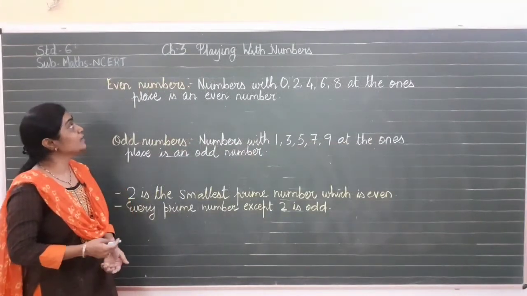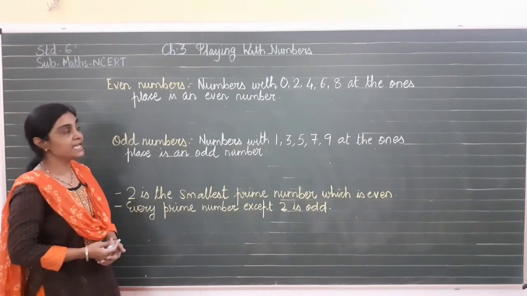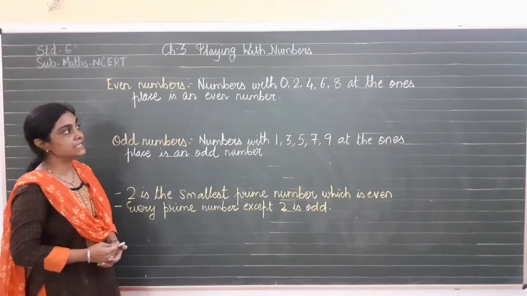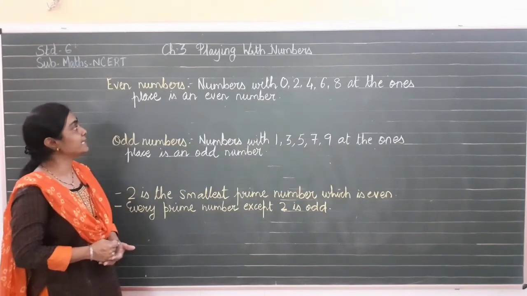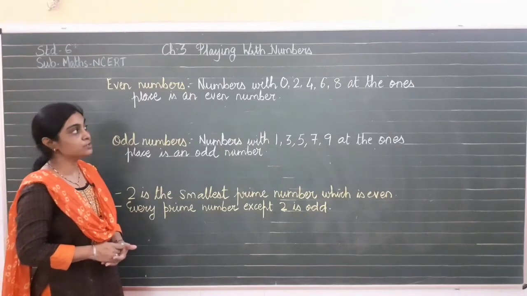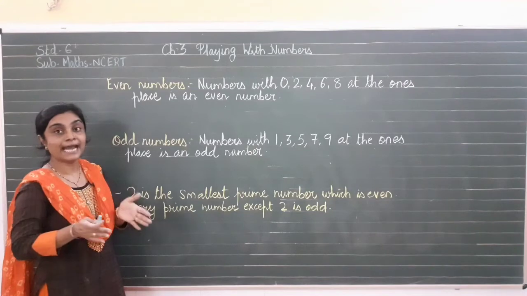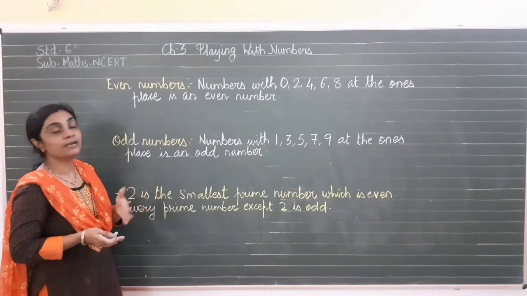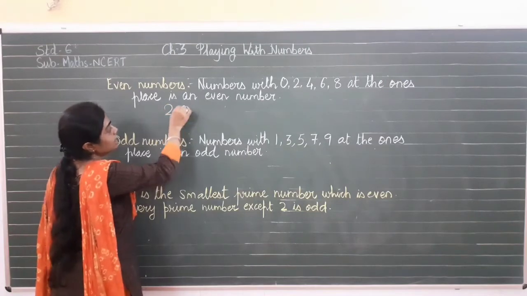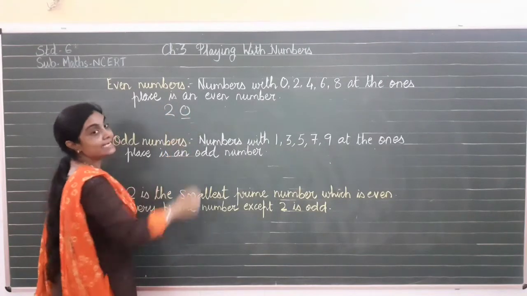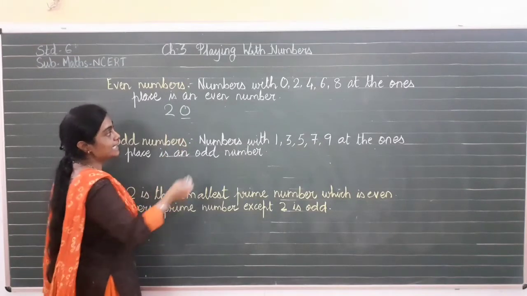Now let us see what is an even number and what is an odd number. First we will see even numbers. Numbers with 0, 2, 4, 6, 8 at the ones place are even numbers. So the numbers like 0, 2, 4, 6 or 8 at its unit place, then that number will be called an even number. Suppose I am writing 20. Now 0 is at its units place, or we can say at ones place. So 20 is an even number.